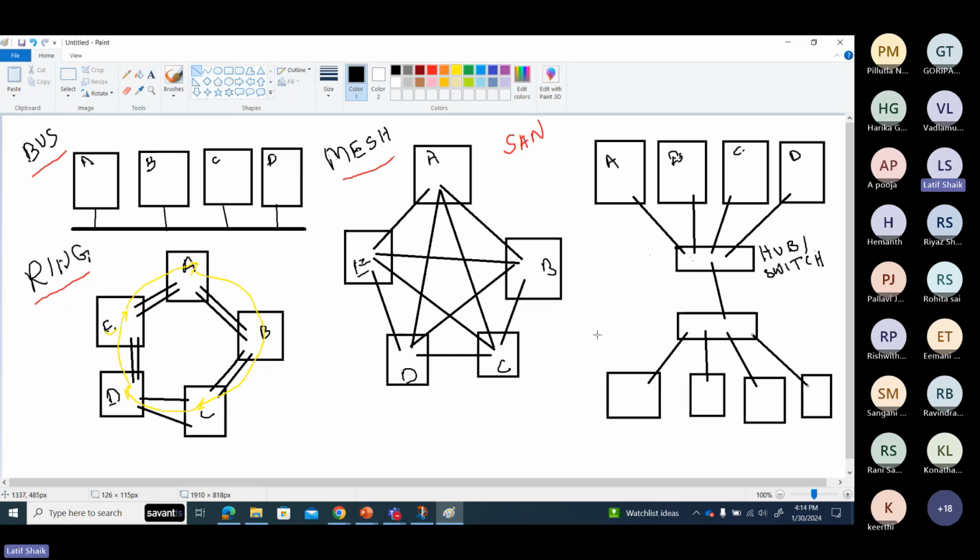So this is a star topology. If you extend it, it becomes the extended star topology. Okay, so this is the mesh topology. This is star topology.